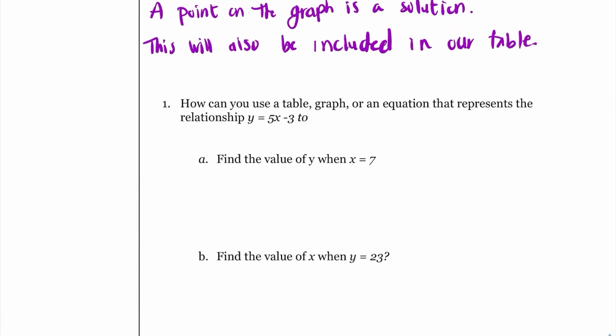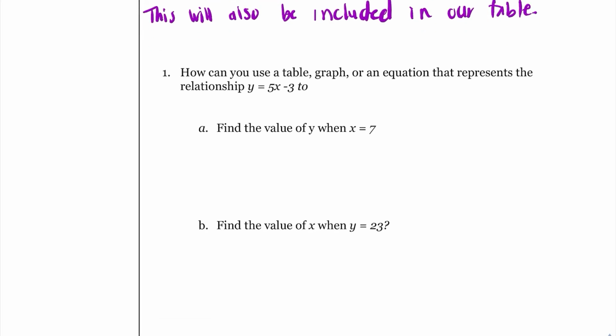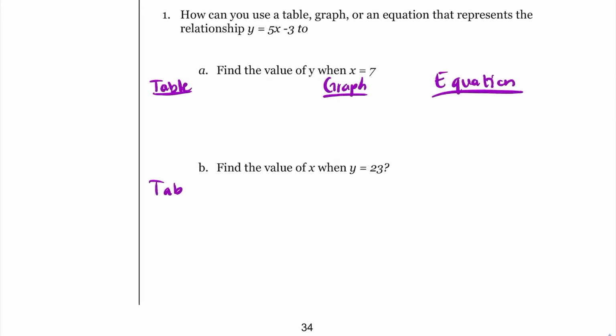Okay, there we go. All right, now I want you guys to take a moment, pause the video, and try to answer these questions on your own. How can you use a table, graph, or an equation that represents the relationship y equals 5x minus 3 to find the value of y when x equals 7, or to find the value of x when y equals 23? Make sure you're answering the entire question. Make sure you're answering how do you use a table to find this, how do you use a graph, and how do you use an equation? Those are the things that I need to see. All right, so go ahead, pause the video, and try it.